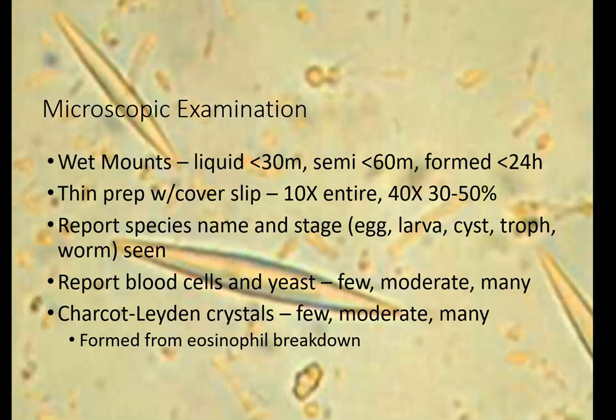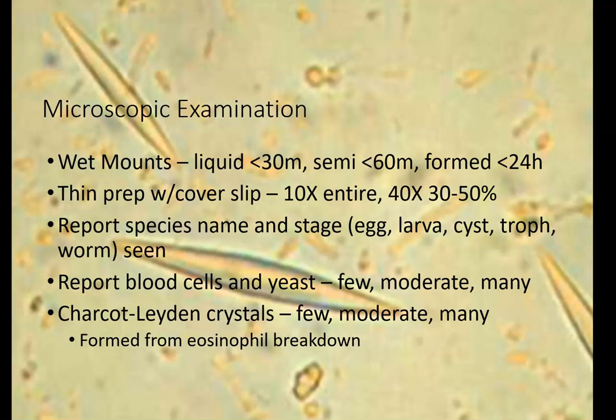If it's a semi-solid or soft stool, you have 60 minutes from passage. If it is formed stool, meaning that it's in a tube-like substance, you have more time, 24 hours. Okay. You want to take an applicator stick and smear a very thin smear onto your microscope slide, and then you're going to cover slip it. Sometimes with the formed stools, you might need to add just a touch of sealing so that you can make a mount.